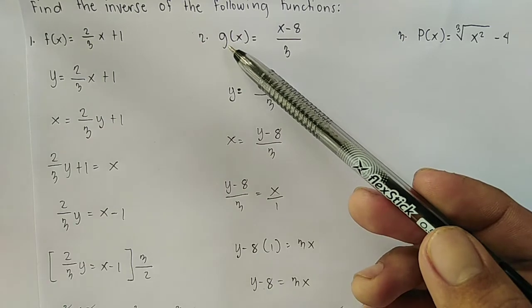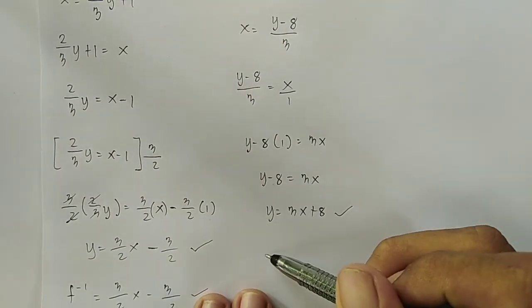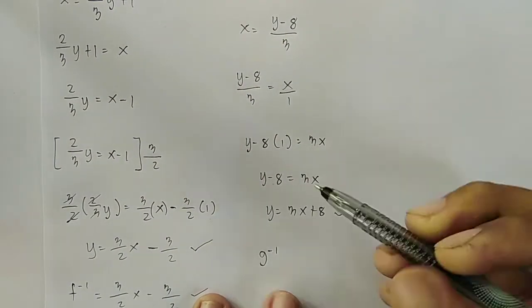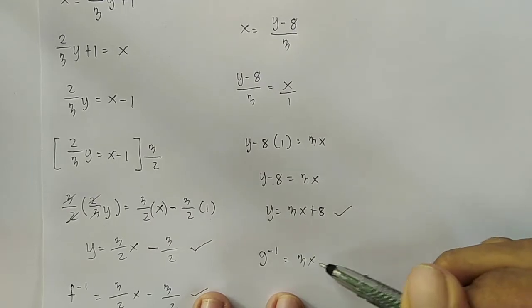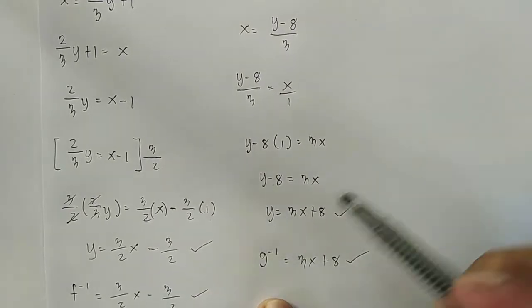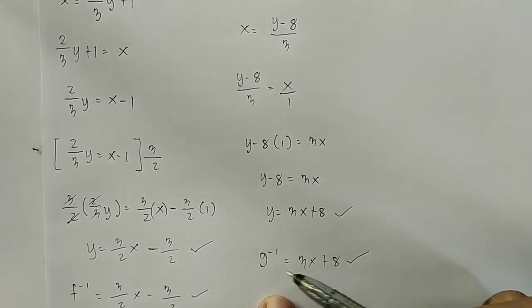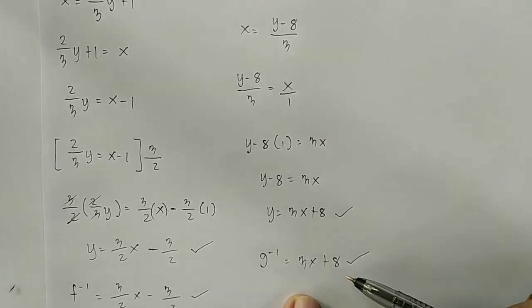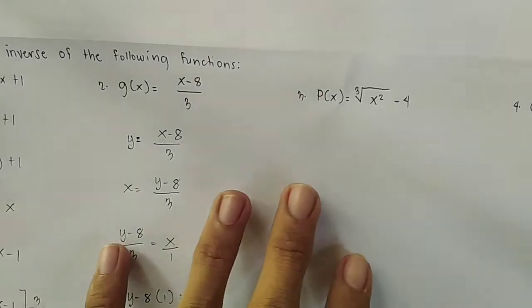Since the given is g of x, the inverse of the function g is equals to 3x plus 8. So this is already the final answer. Again, g inverse, or the inverse of the function g, is equals to 3x plus 8. So let us proceed to example number 3.